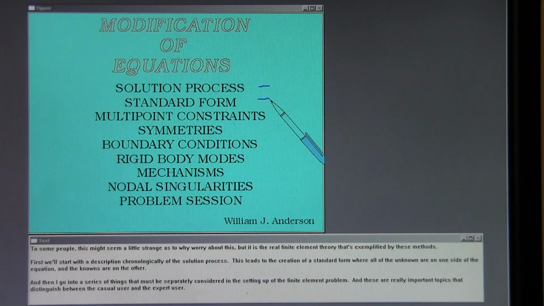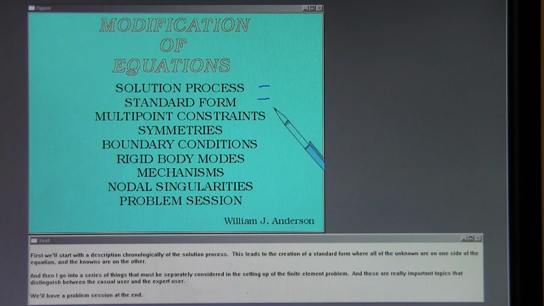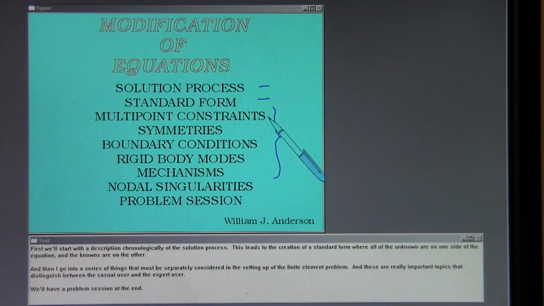And then I go into a series of things that must be separately considered in the setting up of the finite element problem. And these are really important topics that distinguish between the casual user and the expert user. We'll have a problem session at the end.